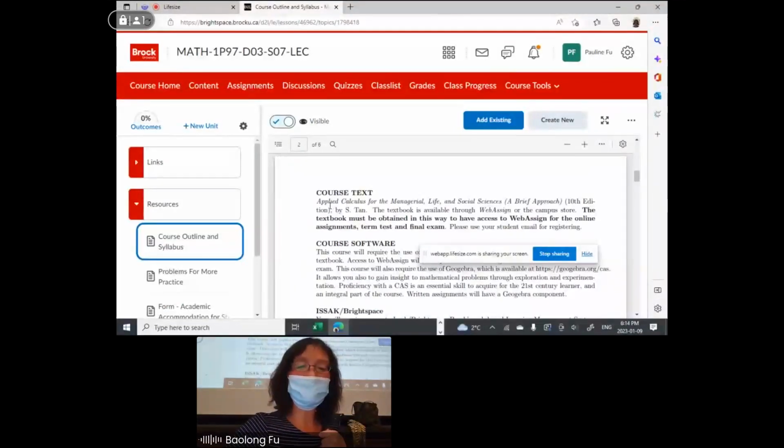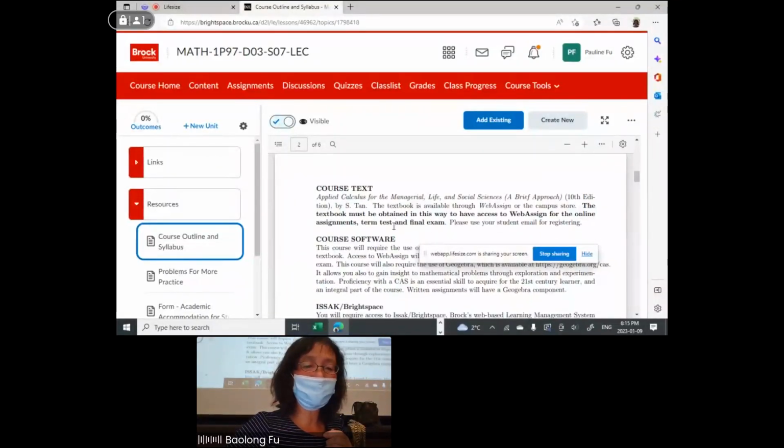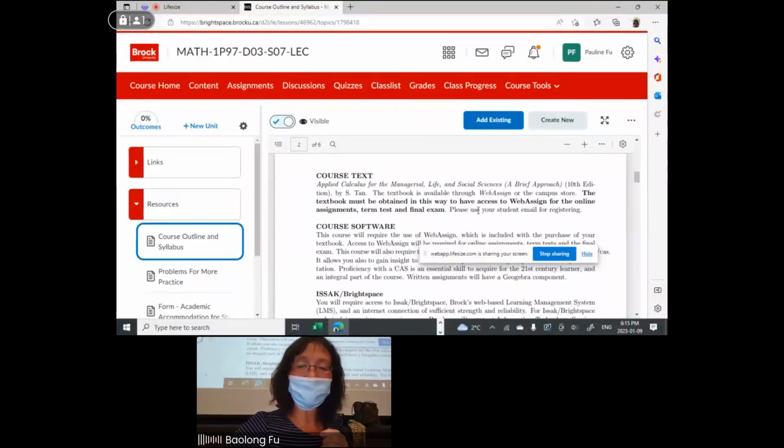The textbook is Applied Calculus for Managerial, Life and Social Sciences. You have to buy the textbook using the Brock University bookstore. Only through that way, when you buy the textbook, you will be given an access code to WebAssign. We are going to use WebAssign for online assignments. We also use WebAssign for the term test and final exam. Okay, so please go to the campus bookstore to buy the textbook.